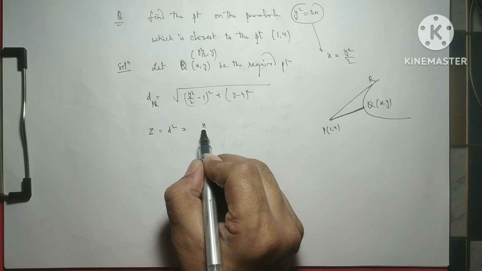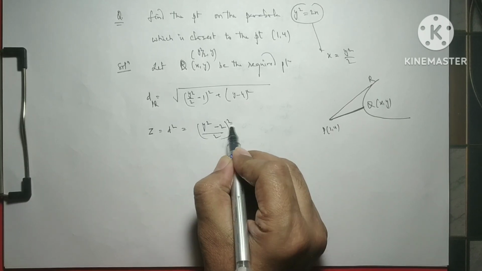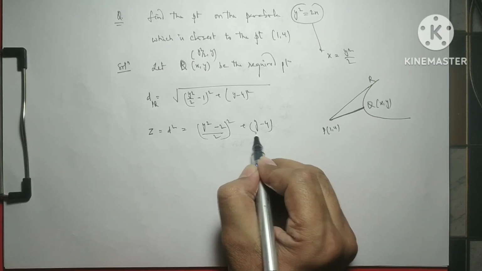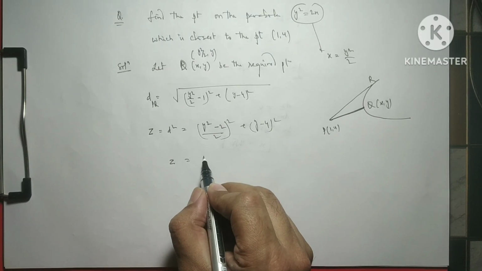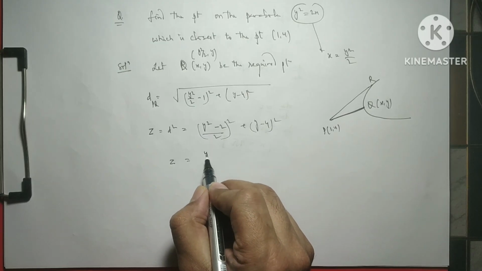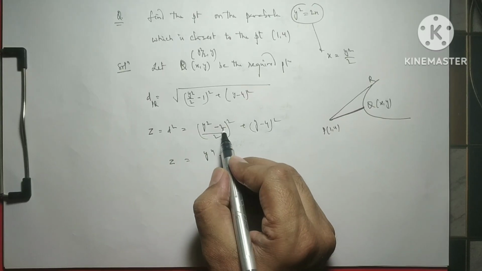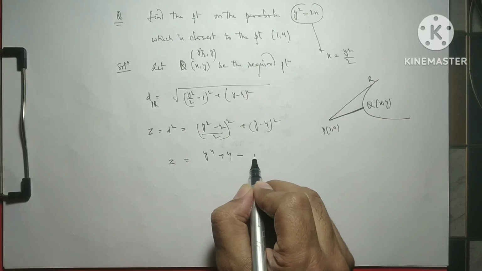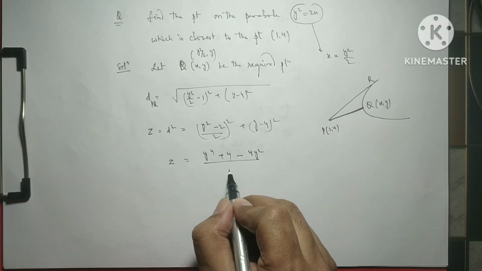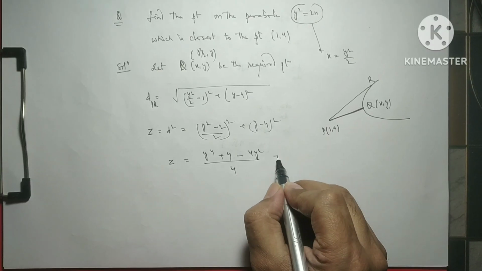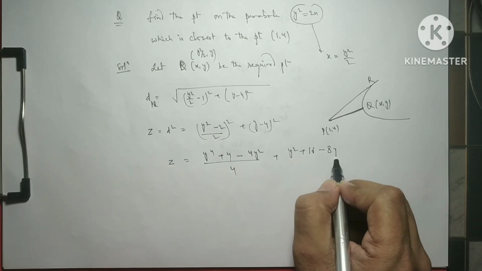So it is y square minus 2 by 2 whole square and y minus 4 whole square. So it is z. Right now this is y to the power 4 plus 4 and minus 4y square by 4 plus y square plus 16 minus 8y.